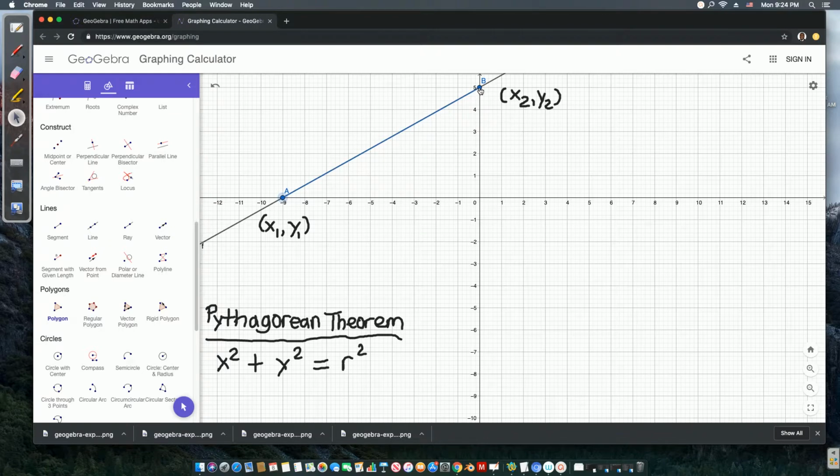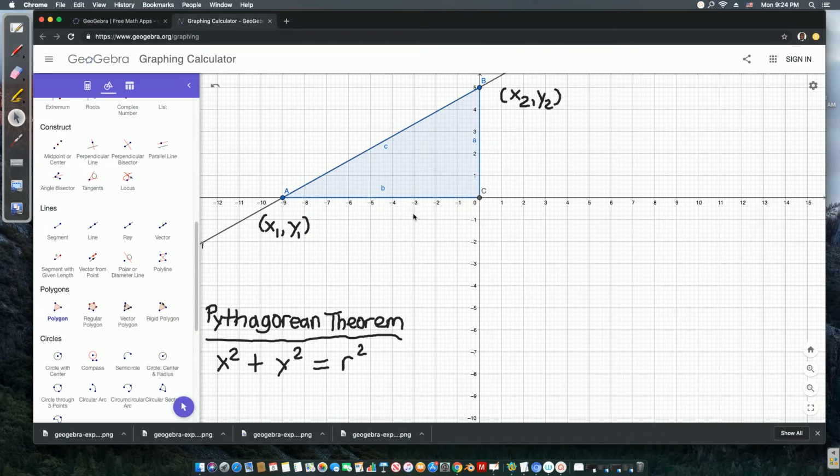Now we're describing exactly what we described previously about the Pythagorean theorem. We have 2 points, and as you can see, a right triangle was formed. We have point A, or point 1, with coordinates x1, y1. We also have the second point, which has coordinates x2, y2.